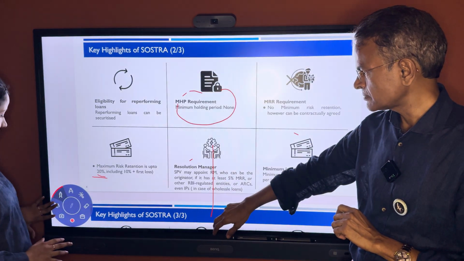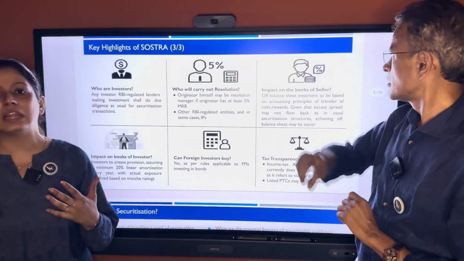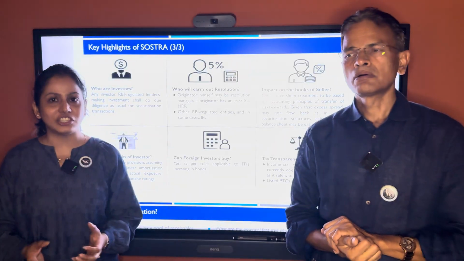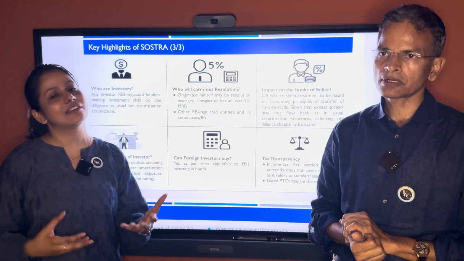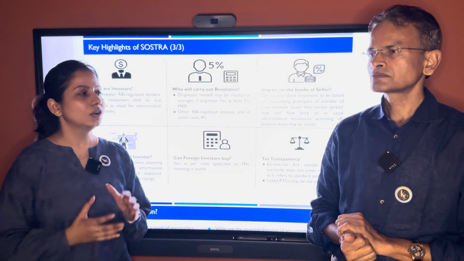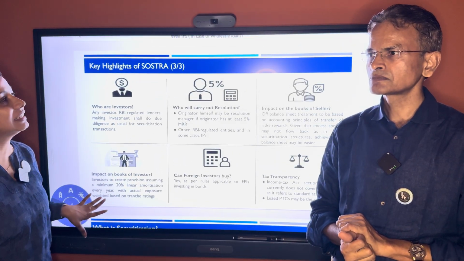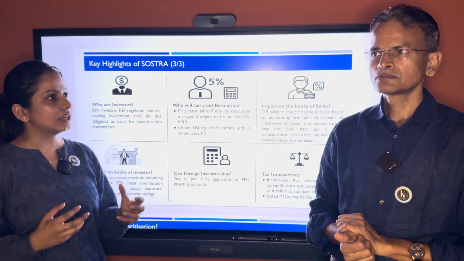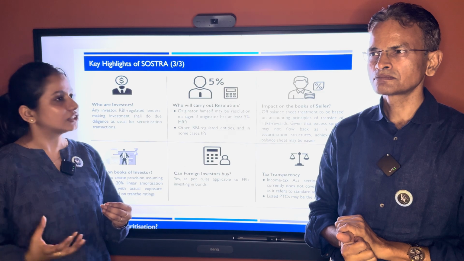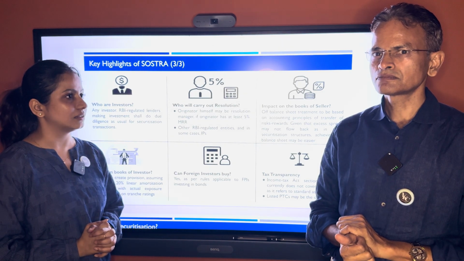Because unless and until derecognition is achieved, I'll not be able to take these loans off balance sheet, and they will still form a part of my portfolio. So is there a possibility that off balance sheet can be achieved? That is one, and second, how do we structure the transaction to ensure that that is satisfied?